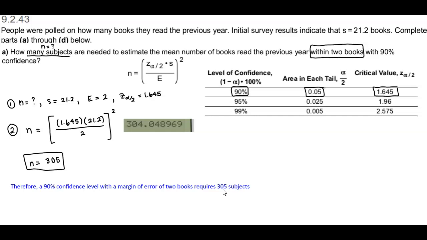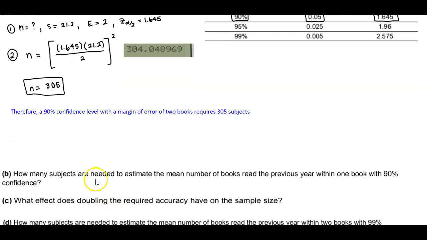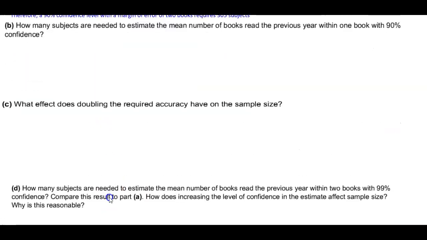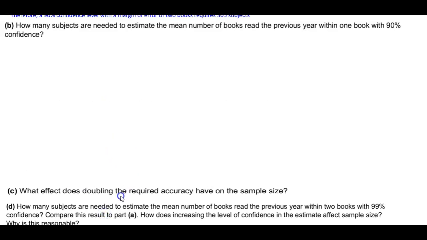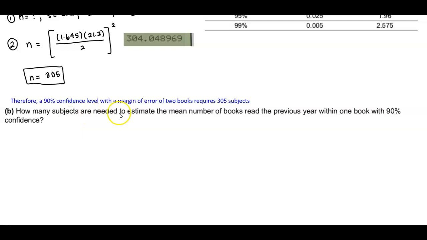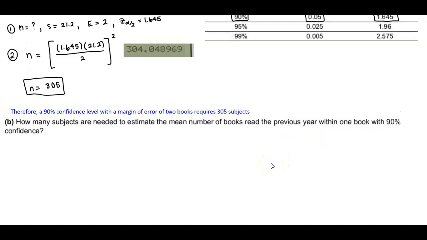Now let's move on to part B. So here's part B. Let's move these down a little bit further here. For part B it says how many subjects are needed to estimate the mean number of books read the previous year within 1 book with 90% confidence. Basically we're going to write down all the information that we need to know. Again, we're looking for how many subjects, so we're still looking for n.